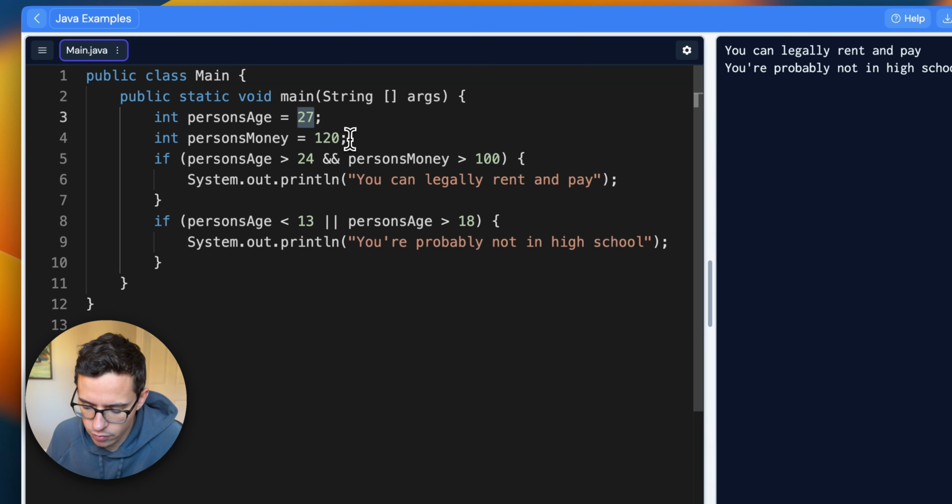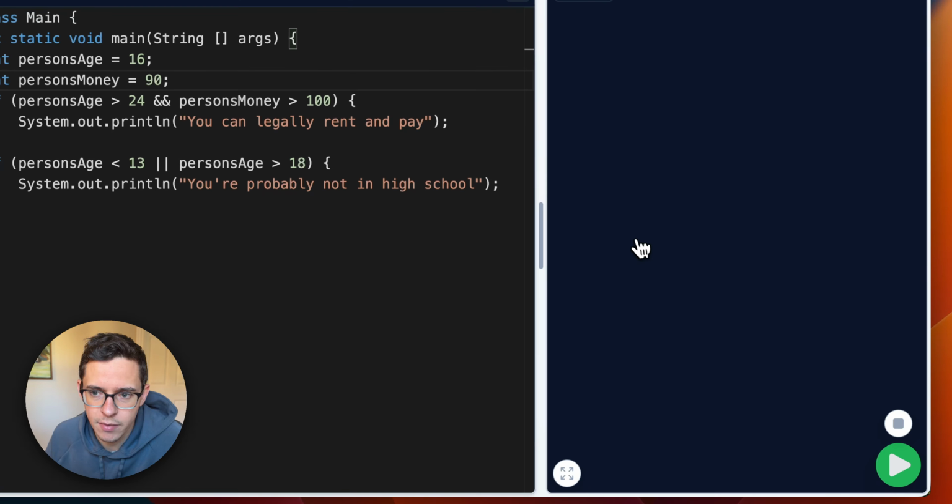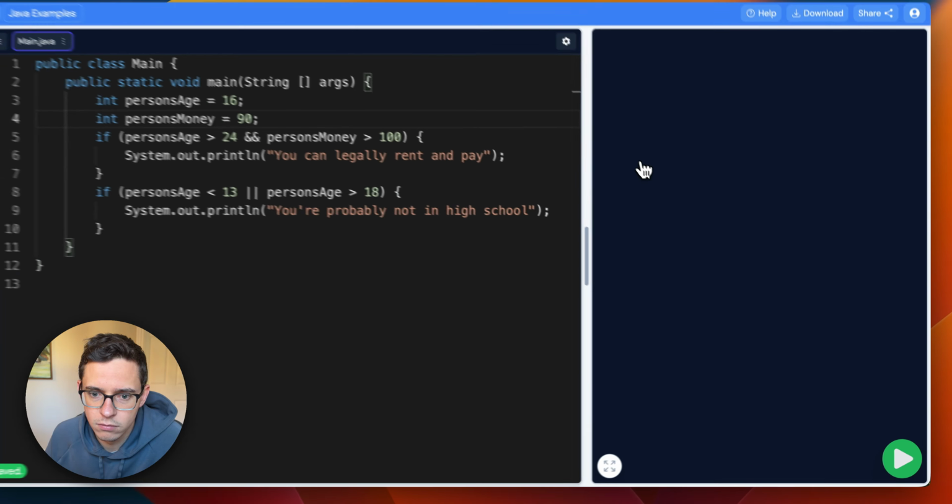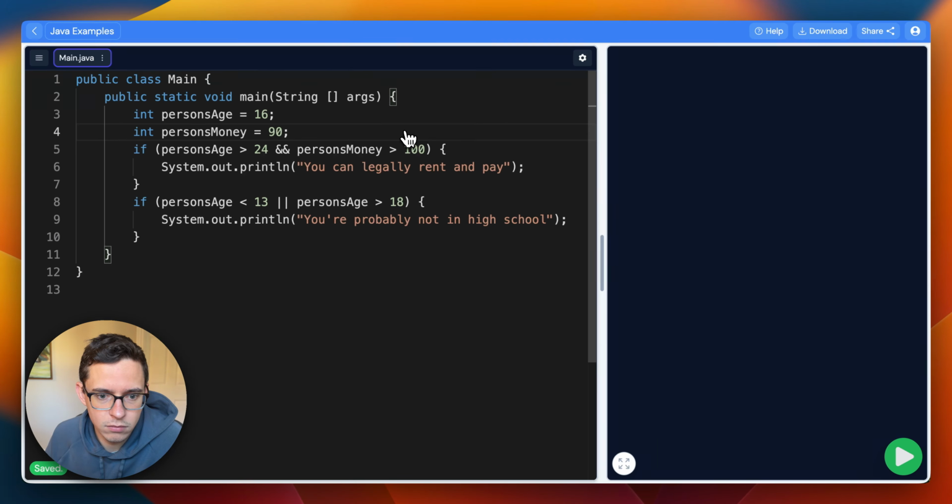Now we can change this around. So if we make the person 16, and we say that they have $90, let's see, the opposite, something different should happen here. Let's see. Yeah, nothing got printed out, right?